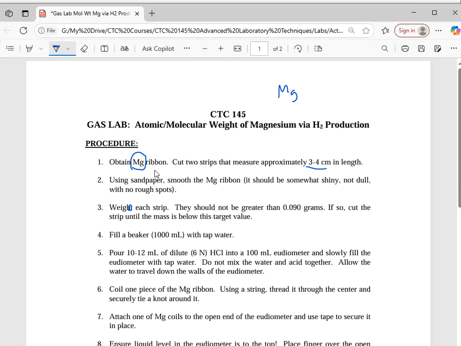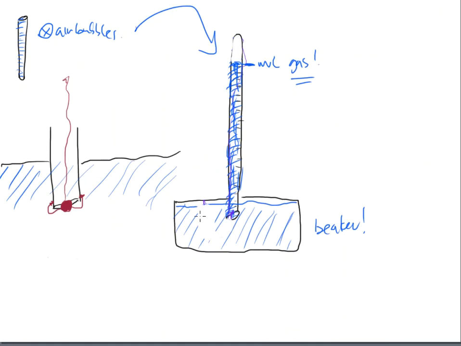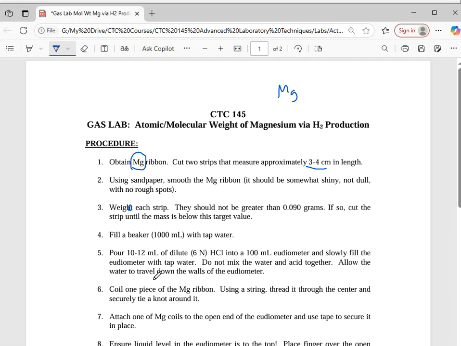All right. If so, it says cut the strip until the mass is below that target value. Again, no more than 0.09 grams. Number 4, it says fill a beaker with tap water. Now you know, because that beaker is what's going to be used as this vessel down here at the very bottom. So we're going to at least 2/3 full, if not more. So we're going to fill that full of water and have that beaker ready to go.